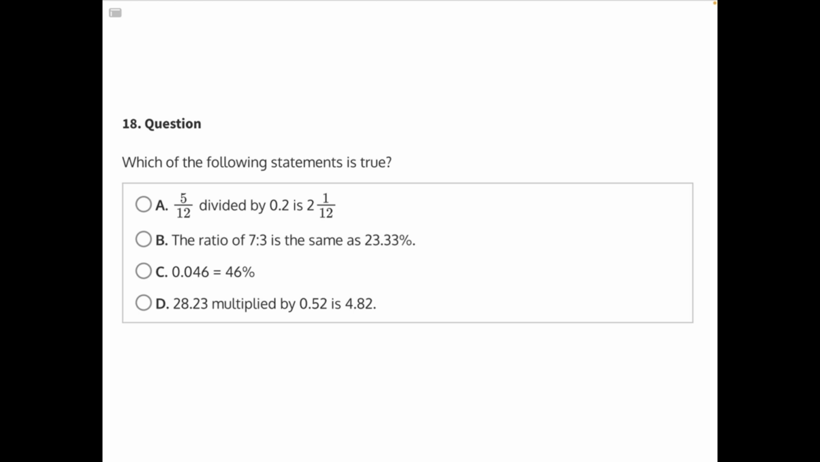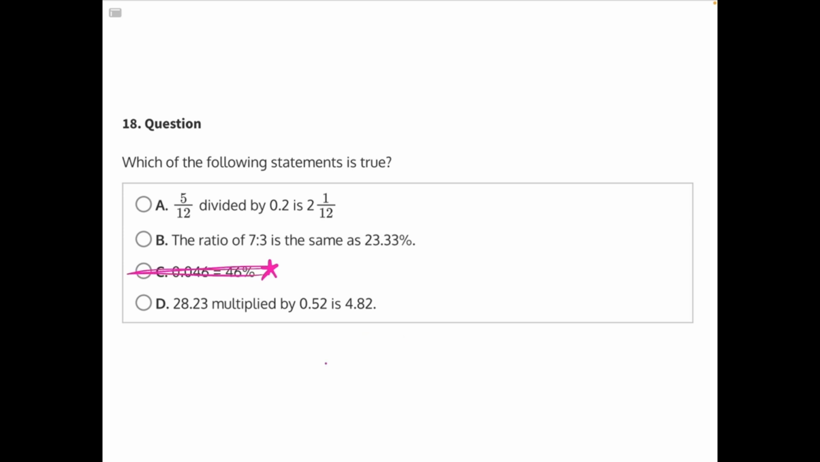Let's start with the easiest one to debunk, which would be C. To turn a decimal into a percent, we need to multiply it by 100, or take the decimal point and move it 2 places to the right, which would put us at 4.6%, not 46%. So C is incorrect. Let's look at D next.